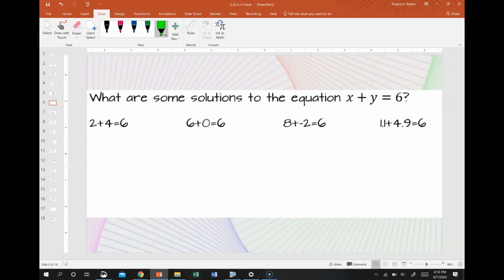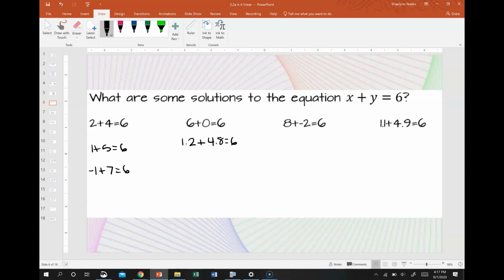All right. So what are some solutions for the equation x plus y equals 6? I've written down some for you. We've got 2 plus 4 equals 6. We've got 6 plus 0 is 6. 8 plus negative 2 is 6. 1.1 plus 4.9 is 6. We could also do 1 plus 5 equals 6. Or we could do negative 1 plus 7 equals 6. Or we could do 1.2 plus 4.8 equals 6. Do you start to see that there are a lot of combinations that equal 6?